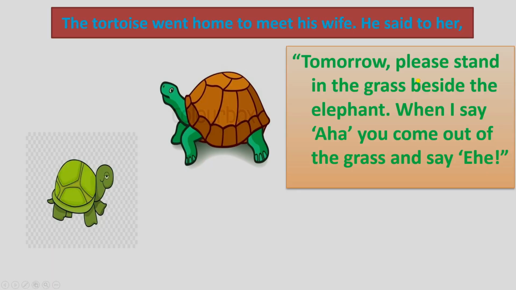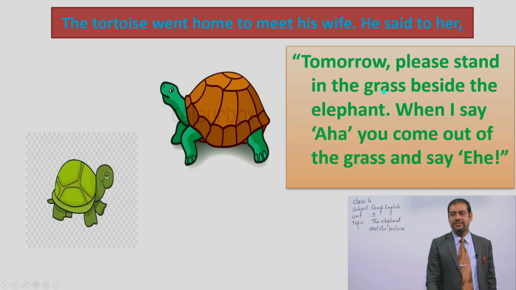Well, tomorrow please stand in the grass beside the elephant. When I say aha, you come out of the grass and say hey. Dear students, don't forget, this was the plan made by the tortoise. So what was the plan? See, it went to its home and met his wife, okay, and he told this idea to his wife. So what was the idea, dear students?